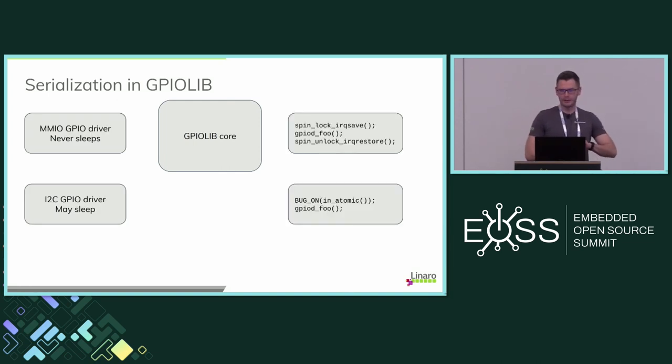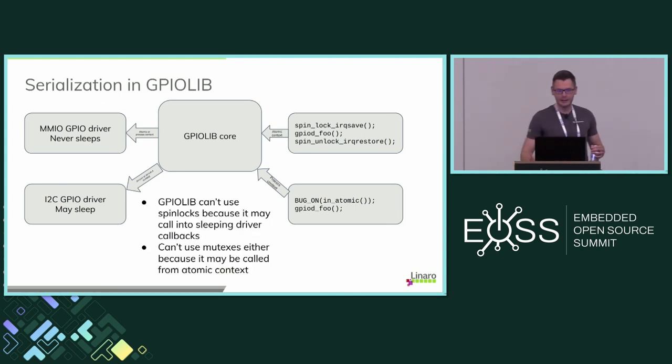So look at that. What we have here is your typical system as it is today, where you have multiple GPIO drivers. Some of them are MMIO drivers. They never sleep. Some of them go over some bus where the transfer enforces sleeping. The users, on the other hand, don't know what kind of GPIOs they're accessing. And the users may want to toggle a GPIO from atomic context, or they may toggle it from process context. So this all goes through the same code path through the GPIOLIB core. And it turned out that we cannot use spin locks because our drivers may sleep, but we also cannot use mutexes because we may be called from atomic context.